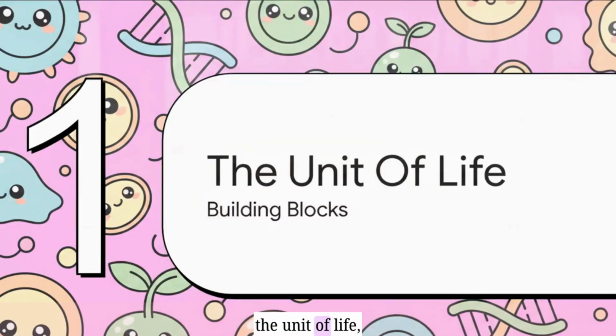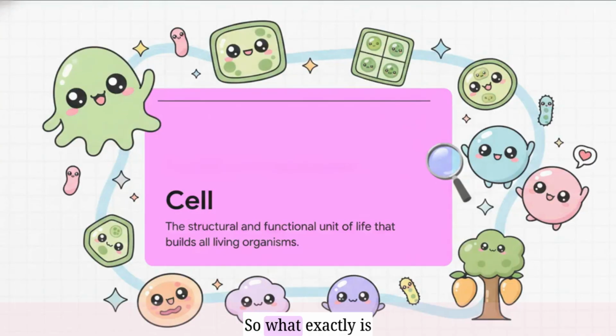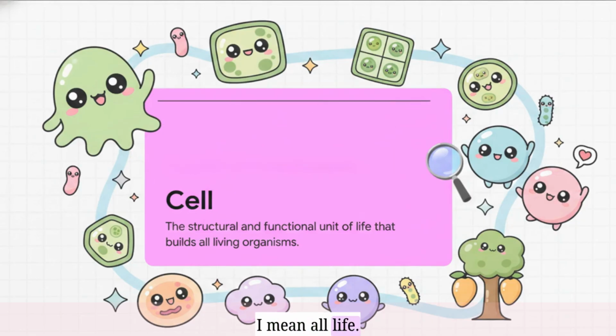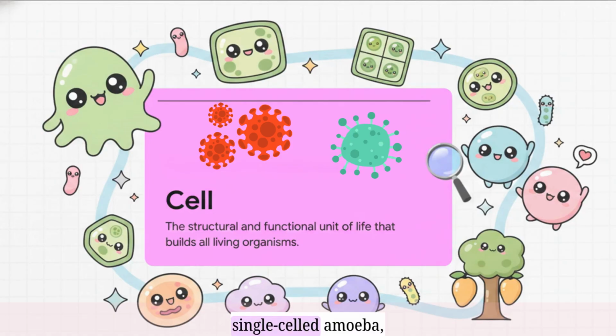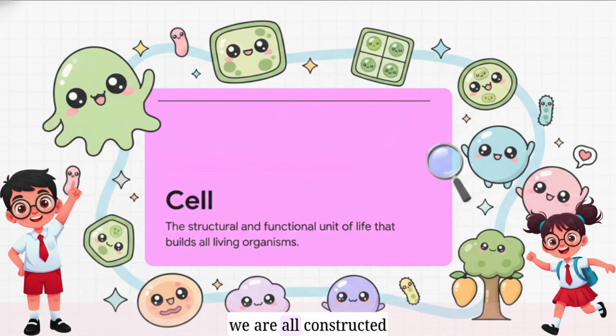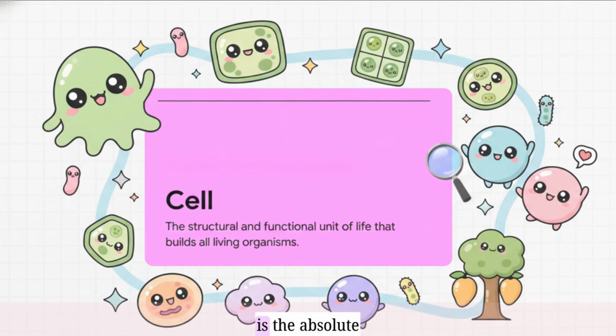Section 1, the unit of life, building blocks. So what exactly is a cell? Well, by definition, it's the structural and functional unit of life. And I mean all life. Whether we're talking about a microscopic, single-celled amoeba, a massive mango tree, or you and me, we are all constructed from cells. It's absolutely crucial to understand that a cell is the absolute smallest part of our body that is fully capable of performing essential life processes entirely on its own. Things like taking in nutrition and performing respiration. They are the true microscopic engines of existence.